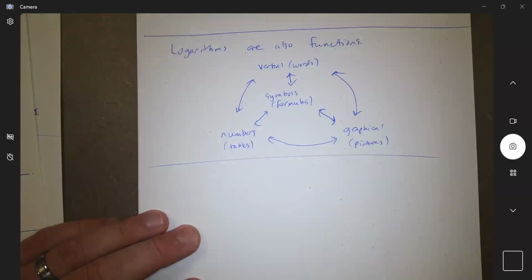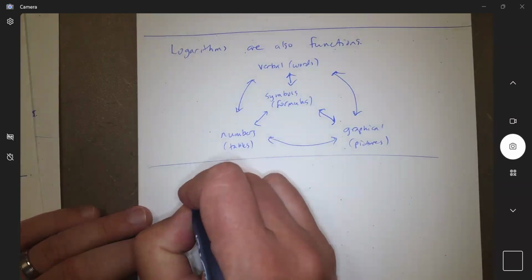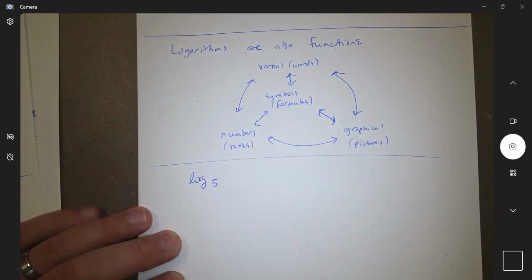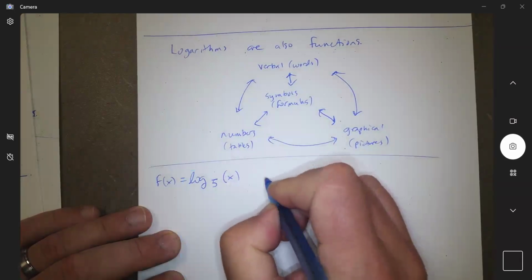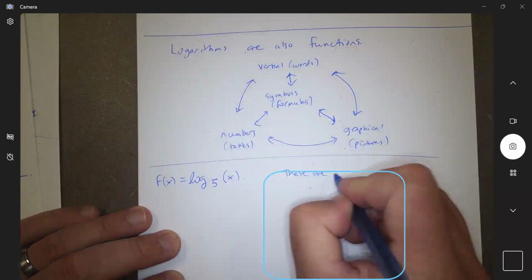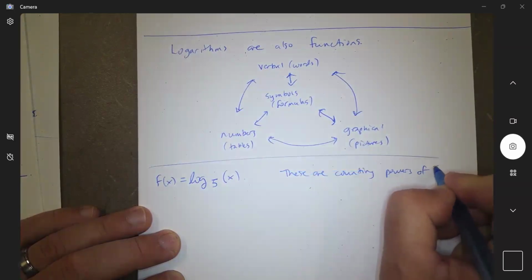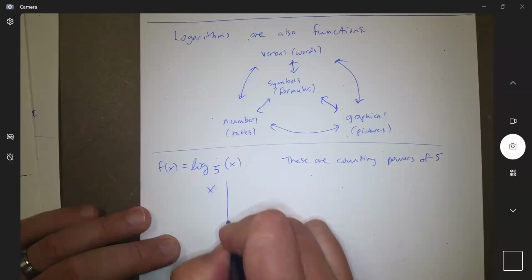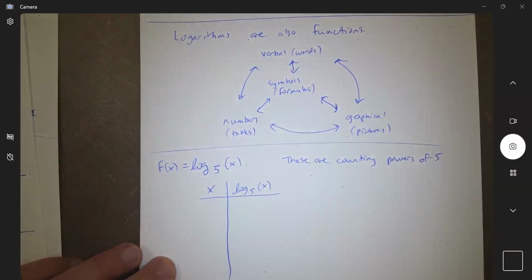So I'm going to pick a fairly simple logarithm to get started. We're going to look at log base 5. So if I do f of x equals log base 5 of x, these are counting powers of 5. Let's start with the table version here. So here's x, and log base 5 of x.